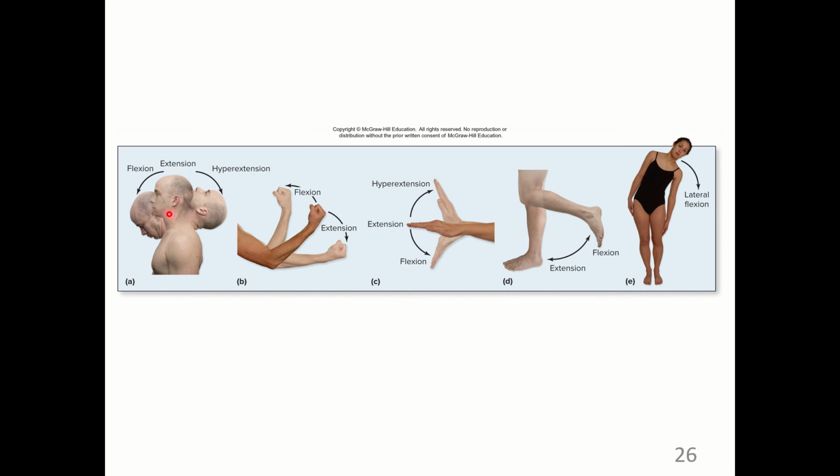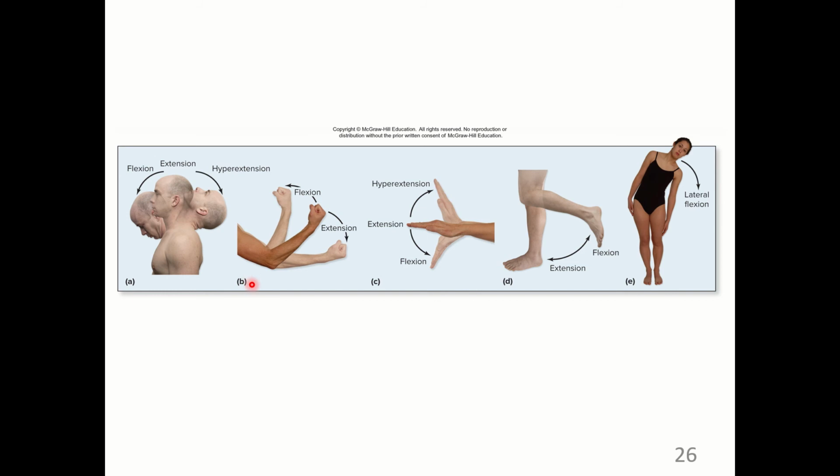Figure A shows the flexion and extension of the neck. So when the neck is straight up and the face is looking forward, that is an extended neck. If you're looking up at the ceiling, that is hyperextended. When you bring your chin towards your chest, that is flexing the neck.